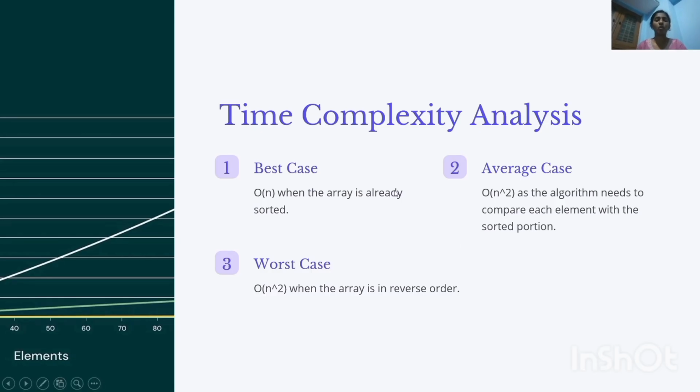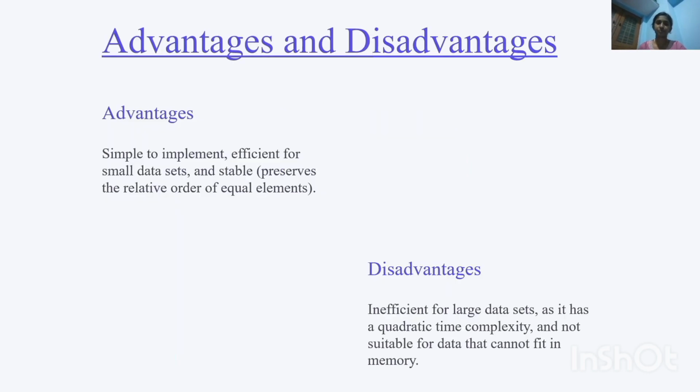Next we have the time complexity analysis. We have best case, average case and worst case. In the best case, the time complexity of insertion sort is big O of n, when the array is already sorted. In the worst case, it is big O of n square, when the array is in reverse order. In the average case, it is big O of n square, as the algorithm needs to compare each element with the sorted portion.